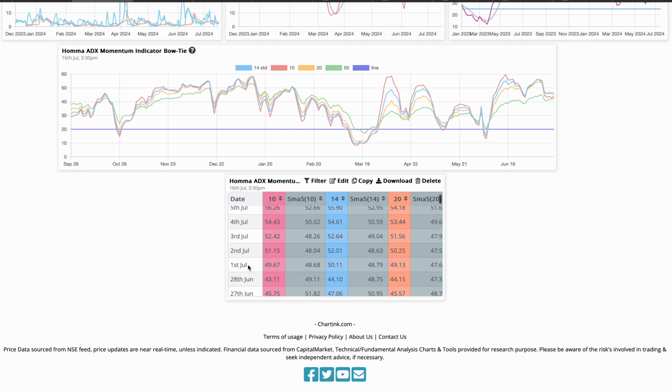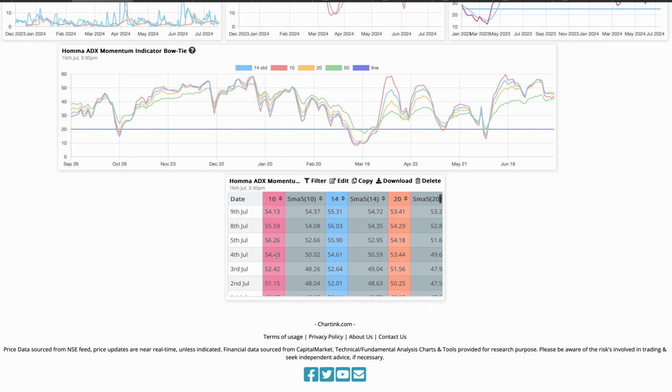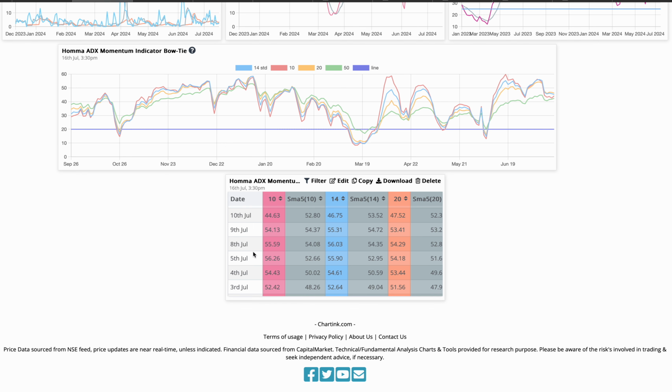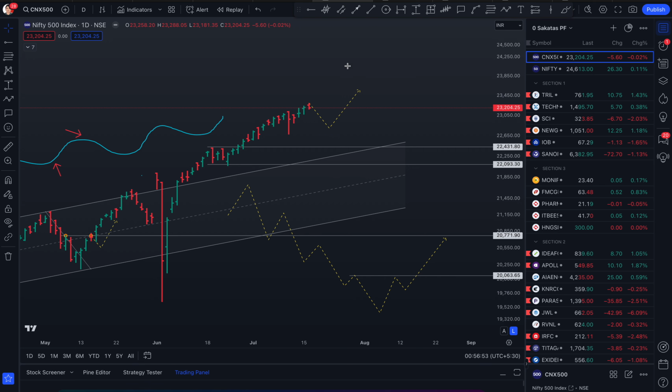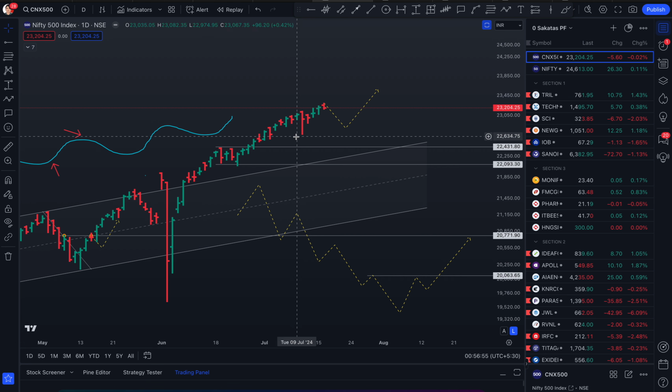markets were bullish. If you look at the 10 data and SMA5 data, 49.6 is higher than 48. So this means that the chart is above the moving average. 2nd July above, 3rd July above, 4th July comfortably above, 5th July above, 8th July above, 9th July was the time when we had a cross back. Okay, so 9th July we had 54.13, whereas the SMA was higher, 54.37. 9th July would be here.